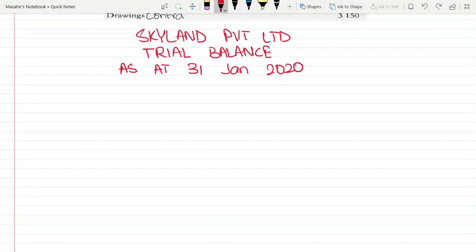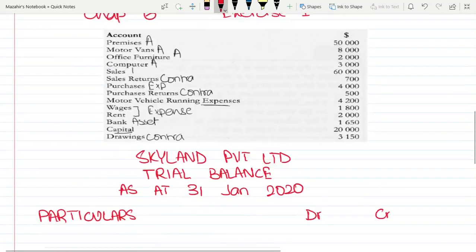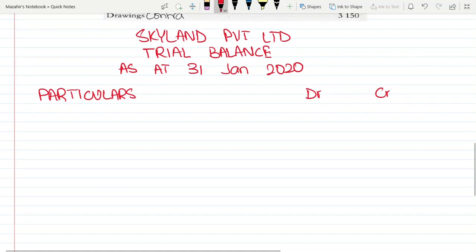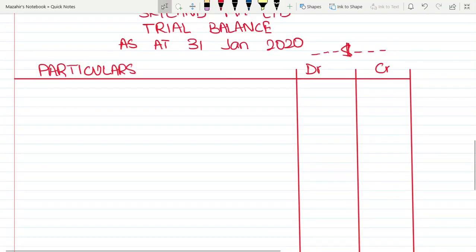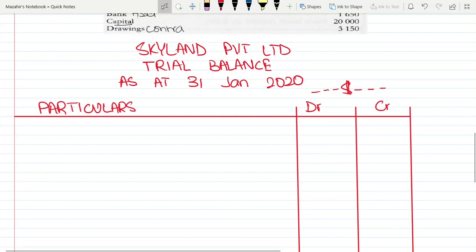Now here you will make some columns. First column will be of particulars, the second column of debit and credit, and we will write our currency because that is something very important in the question. The currency is dollars, so we will write here dollars. In this way we can use it for both columns. Now we will draw some lines.